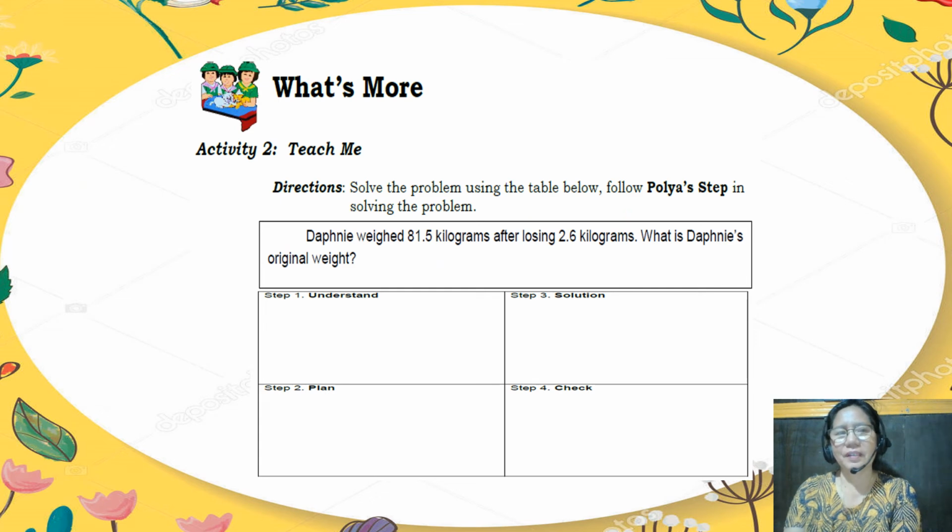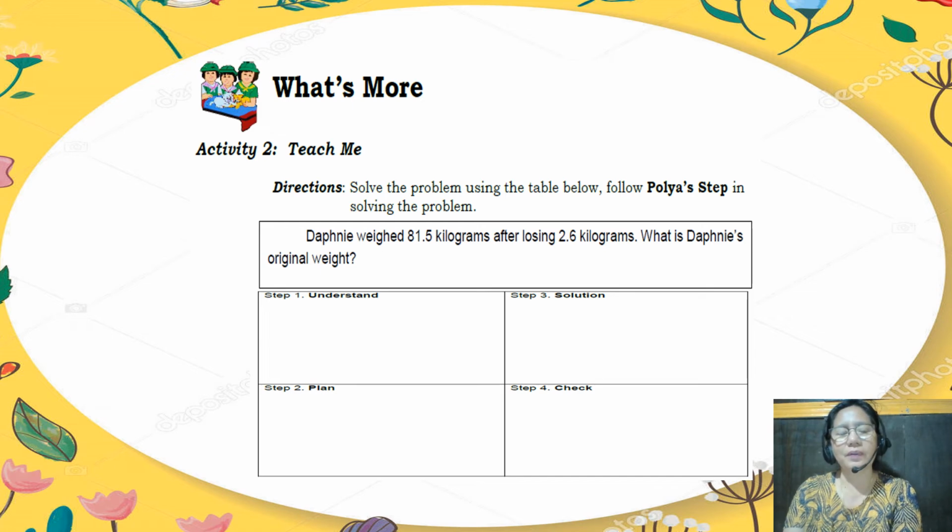So we have here another word problem. Let us solve by following the Polya's principle. The word problem is: Daphne weighed 81.5 kilograms after losing 2.6 kilograms. What is Daphne's original weight?